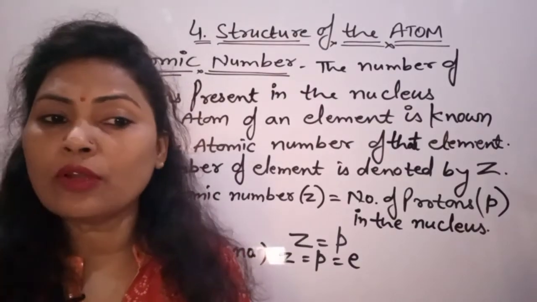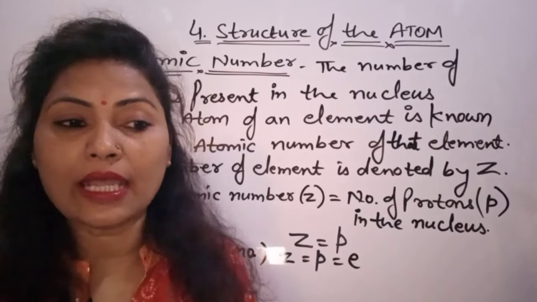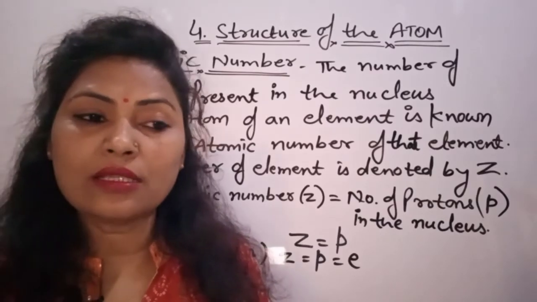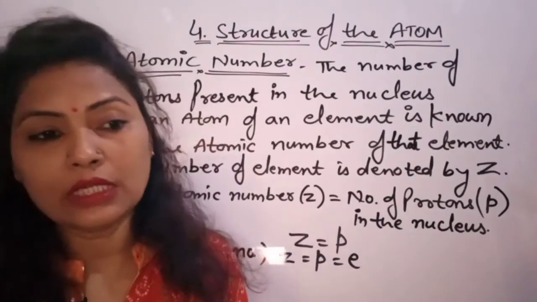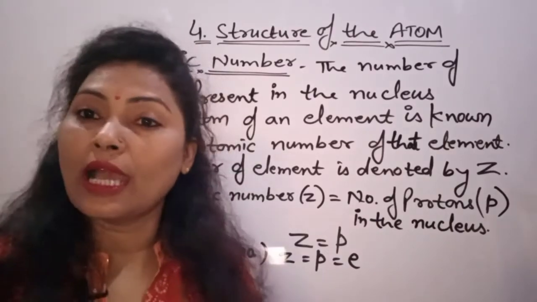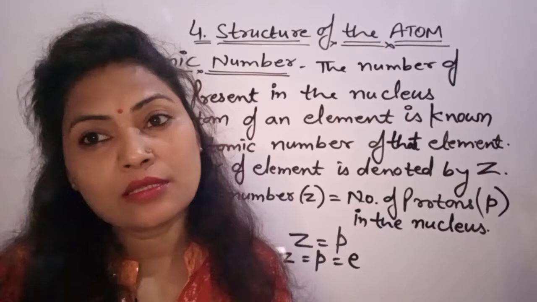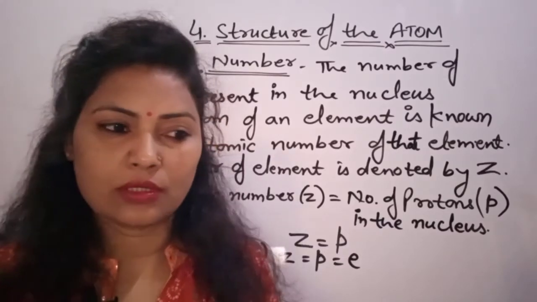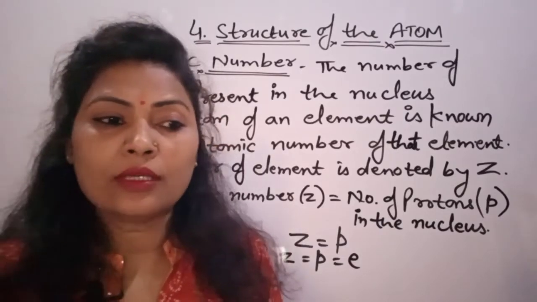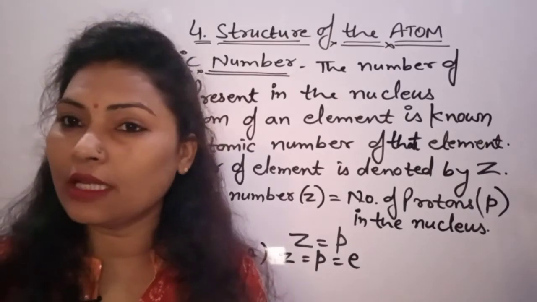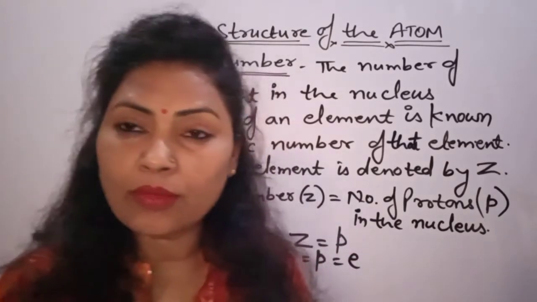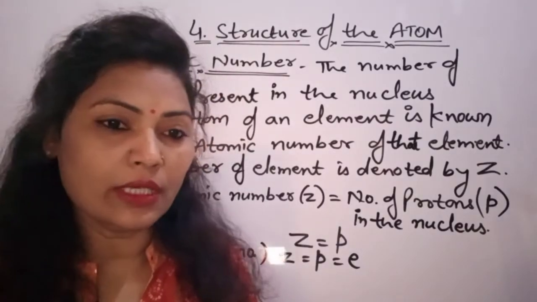So the mass number of an element is denoted by A. Mass number equals the number of protons plus the number of neutrons, or you can say atomic number plus the number of neutrons. For example, sodium contains 11 protons and 12 neutrons in its nucleus. The mass number of sodium becomes 23.